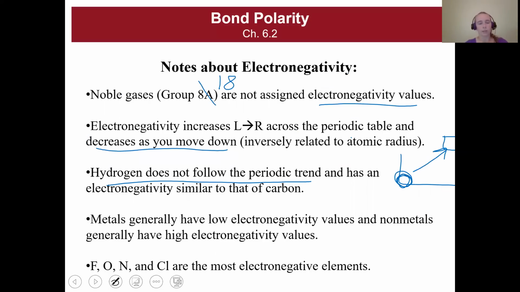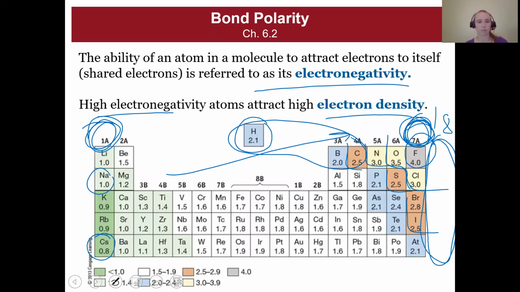All right, and metals generally have low electronegativity values. Your book actually mentions that the increasing metallic character of an atom results in lower electronegativity. So metals generally have low electronegativity values. Nonmetals generally have high electronegativity values. And we can see that we're around 1 or even less than 1 over here in the main group metals. And we're usually around 2 or higher in the nonmetals category.